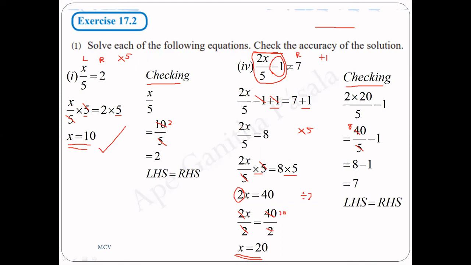Here the left hand side, when you substitute the solution 20, was 7. Then both left and right are equal. So you can write as LHS equal RHS. If LHS equal to RHS, then your solution is correct. So you can say that this answer is correct because LHS equal to RHS.